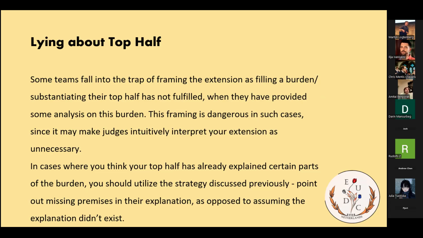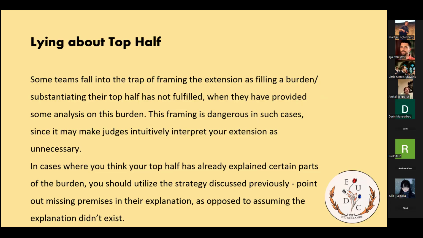And this is also a reason for why, if you feel that you have tracked top half poorly, often lean towards the side of believing that they've said something, but still outlining the problems with extent, as opposed to assuming that they've said nothing on this topic, because there really isn't too much that you could lose by saying top half has said something ambiguous, we will fill these specific burdens. So avoid lying about top half.